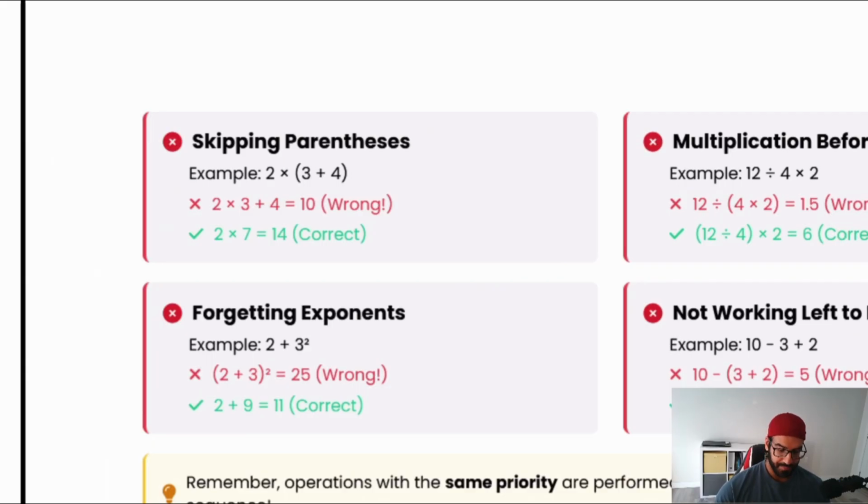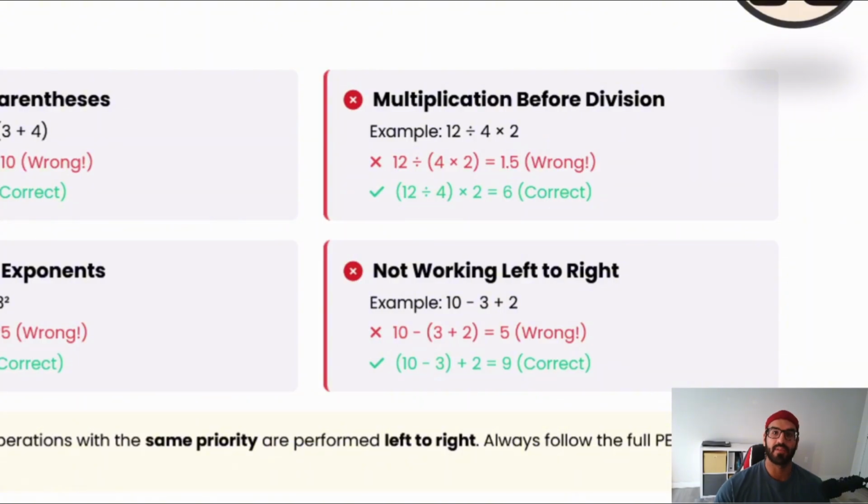Let's look at another one. I do have 12 divided by 4 times 2. So if I just don't follow the PEMDAS itself in the right way, and if I would say that, okay, it's PEMDAS, so multiplication comes before the division.